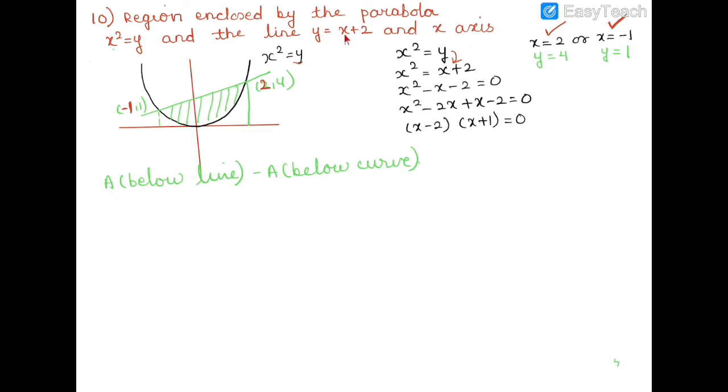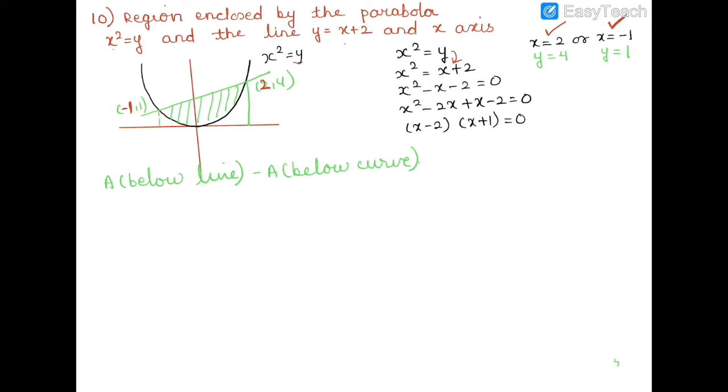I have to see the value of y, which will come out to be 4, and if I put x equal to minus 1 here, I get y equal to 1. So my coordinates are (2, 4) and (-1, 1). You can make this line a little steeper if you like, because this y coordinate is 4. Basically I have been asked to find the area below the line minus the area below the curve. That has to be taken out, so it's only this shaded area which is to be found.